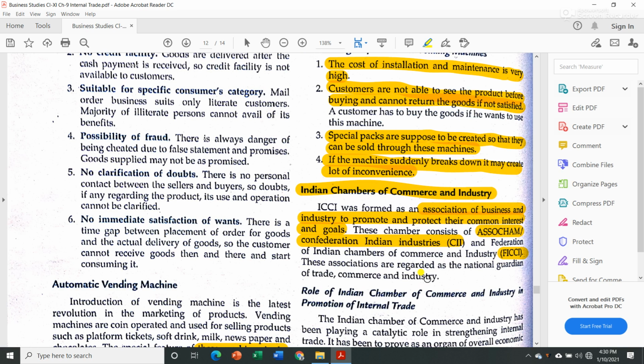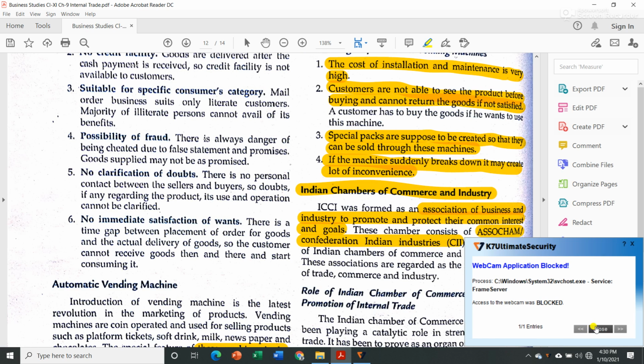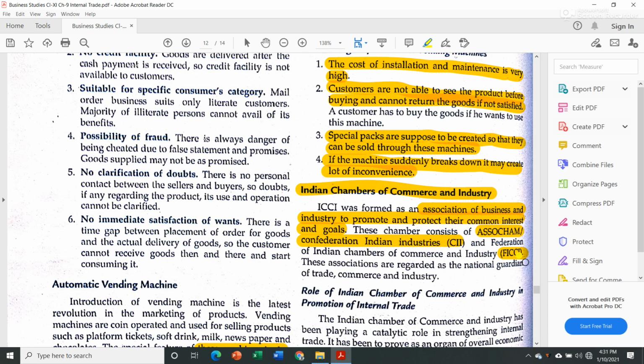Now from this paragraph you have to understand what is meant by ICCI. It is nothing but an association of businesses and industries which came together to promote and protect their common interest and goals. And in India we have three national guardians of trade, commerce and industry, and they are ASSOCHAM, Association of Chambers, then Confederation of Indian Industries CII, and FICCI, that is Federation of Indian Chambers of Commerce and Industry.